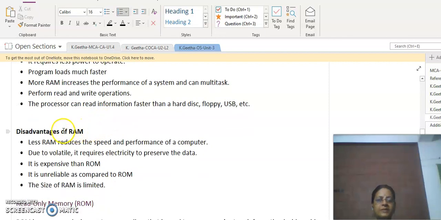Coming to the drawbacks of RAM, it is volatile in nature, so it cannot preserve the data. It is more expensive than ROM, and it is unreliable when compared to ROM, and the size of the RAM is of course limited. Due to its volatile nature, it requires electricity to preserve the data, and of course it reduces the speed and overall performance.